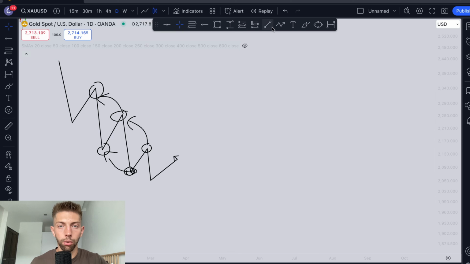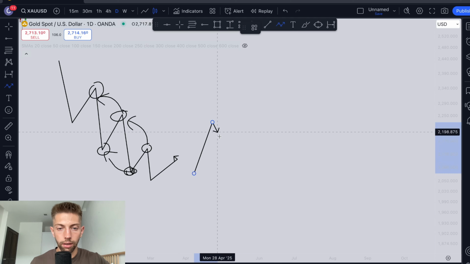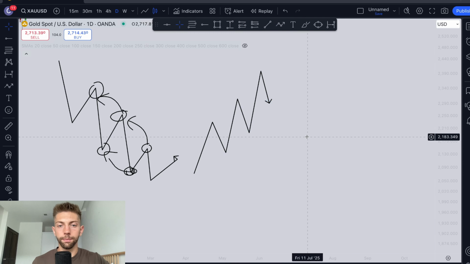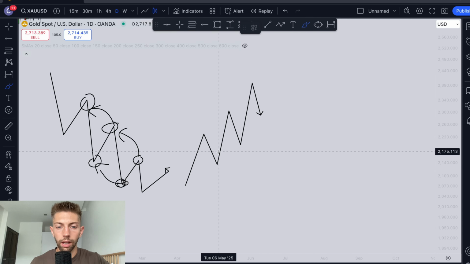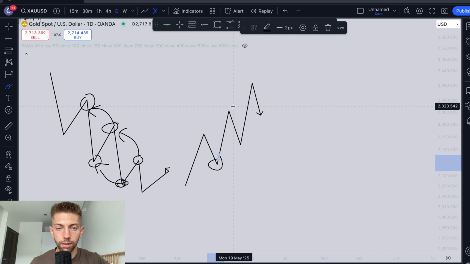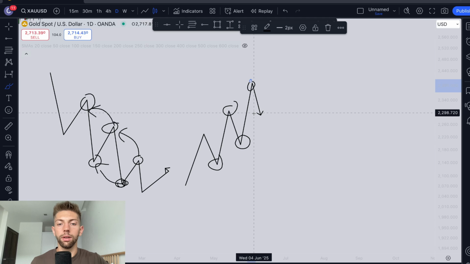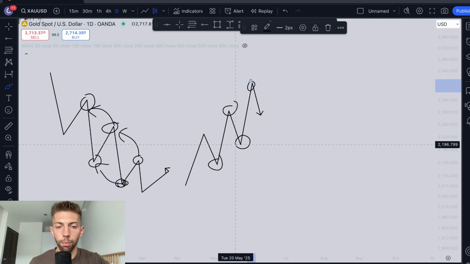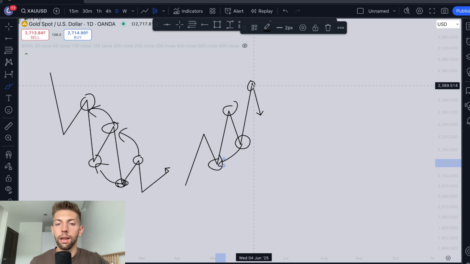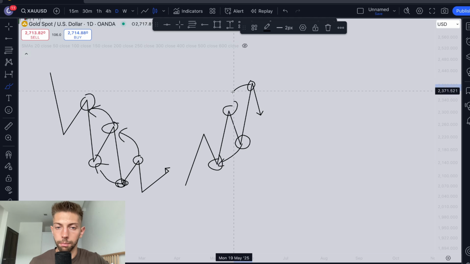Same thing with the bullish market structure. Let's say we got something like this, and we are creating higher lows and higher highs. How can I know this is a higher low point? Because it's higher than the previous higher low point. How can I know this is the higher high point? Because it's higher than the previous high point.